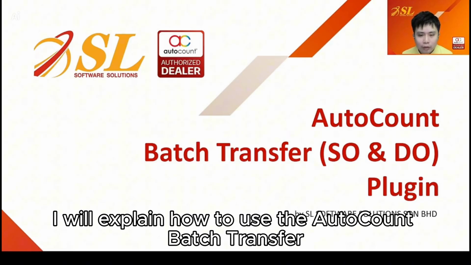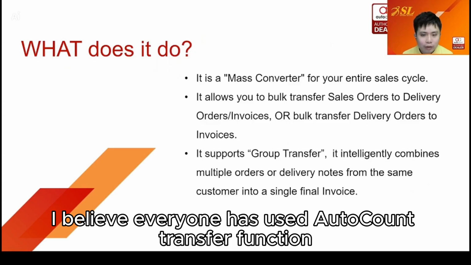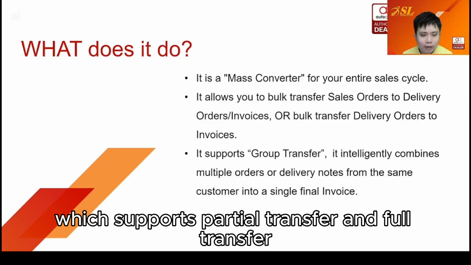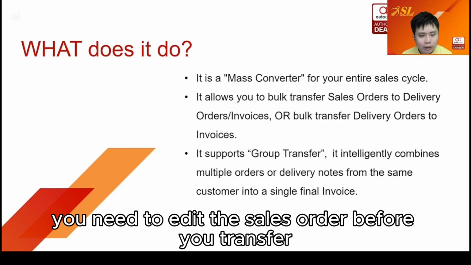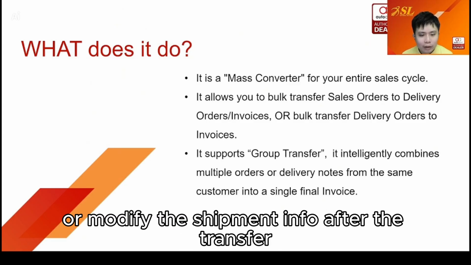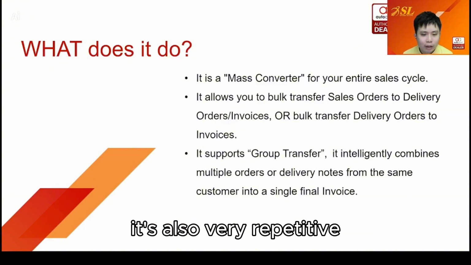Today I will explain how to use the AutoCount Batch Transfer S2PO plugin. I believe everyone has used AutoCount's transfer function, which supports partial transfer and full transfer. But if the user needs to change some key information such as shipment info or posting date, at this stage you need to edit the sales order before you transfer or modify the shipment info after the transfer. If you do it this way, it is very time consuming and it's also very repetitive.